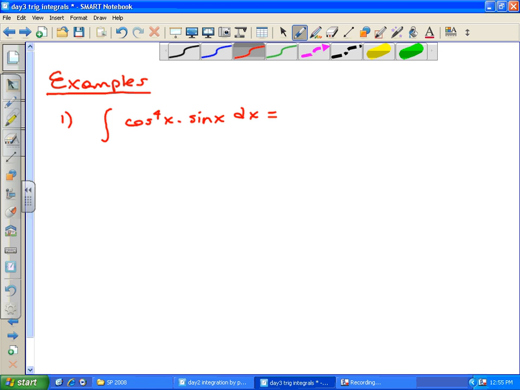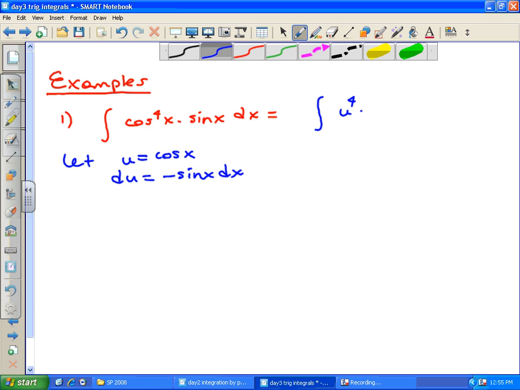So let's go with that. So let u be equal to cosine x. So du equals negative sine x dx. Now coming back to this integral, I'm going to replace cosine to the 4 with what? First, that part is just u to the 4th. We'll get to the other part in a moment.